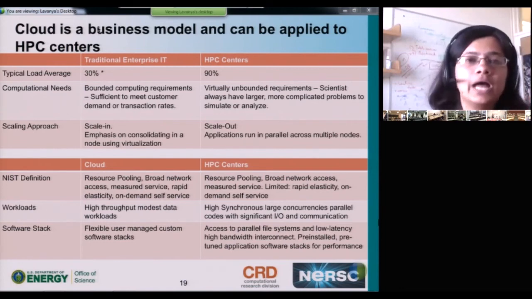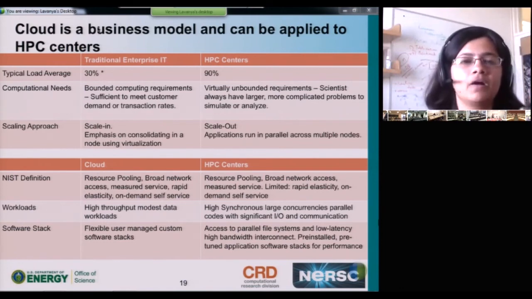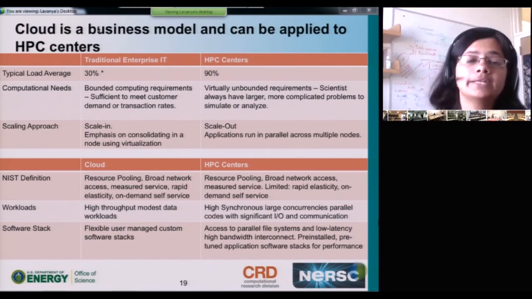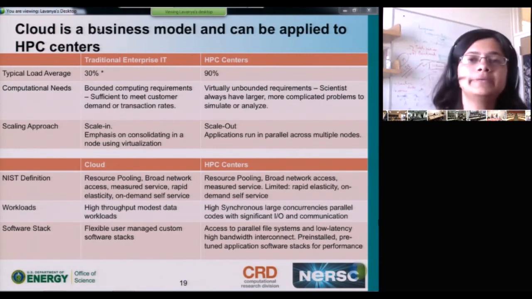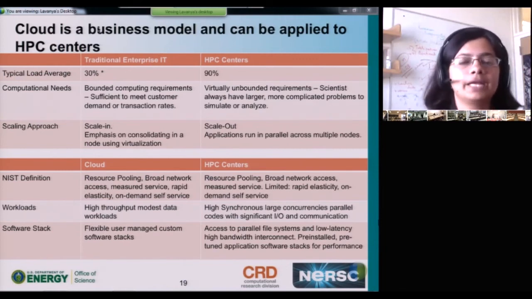Web workloads, you know, Amazon has a peak period in the Christmas season, because they have to sell a lot of stuff during that season. But there are all other times when they know what their requirements are. They know how many resources they're going to need. Whereas HPC centers and science workloads have virtually unbounded requirements. They will always find larger and more complicated problems to simulate or analyze.